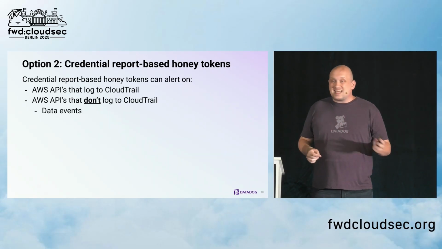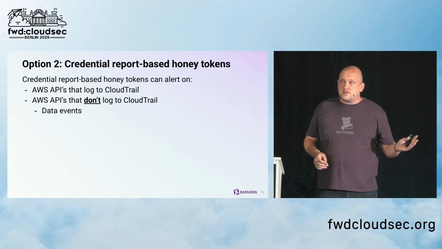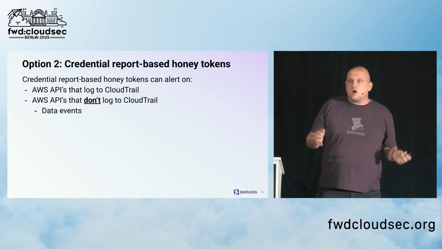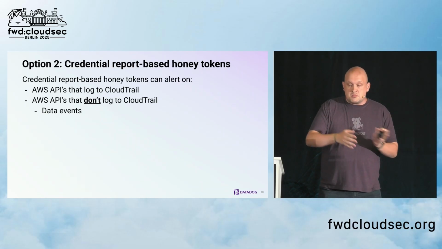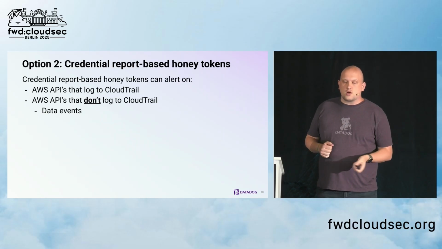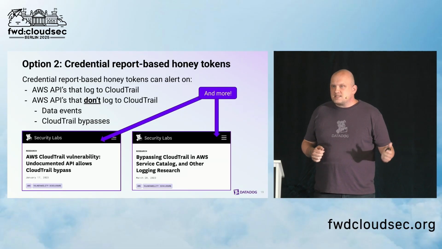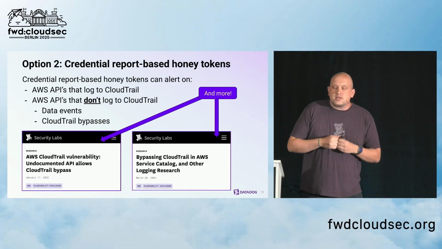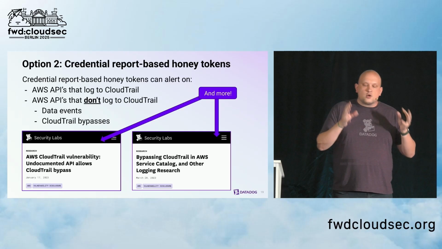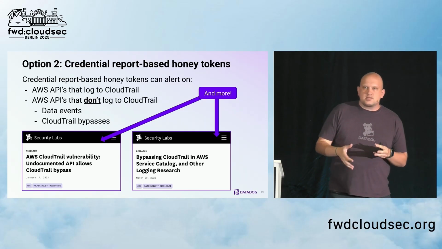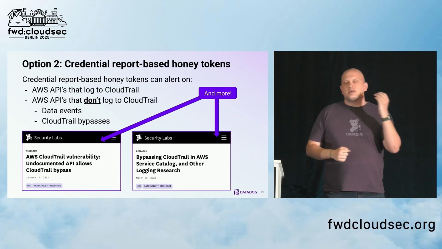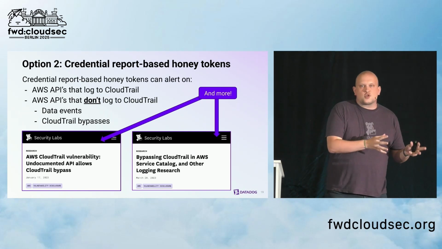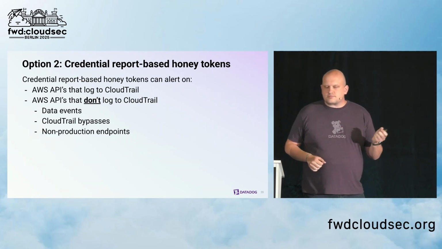So for instance, data events, doesn't matter what you have configured, doesn't matter if you have advanced event selectors, doesn't matter if you have nothing at all. If you perform a data event, it's going to show up in the credential report. CloudTrail bypasses, this is the time for the passive-aggressive CloudTrail bypass joke. Because even if you find a literal vulnerability in AWS, allowing you to access resources, make changes, delete things completely silently, it still shows up in the credential report.